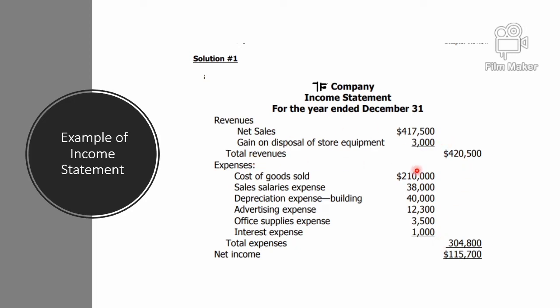Then after that, we will subtract $420,500 minus $304,800 as the total expenses, and therefore the net income is $115,700.